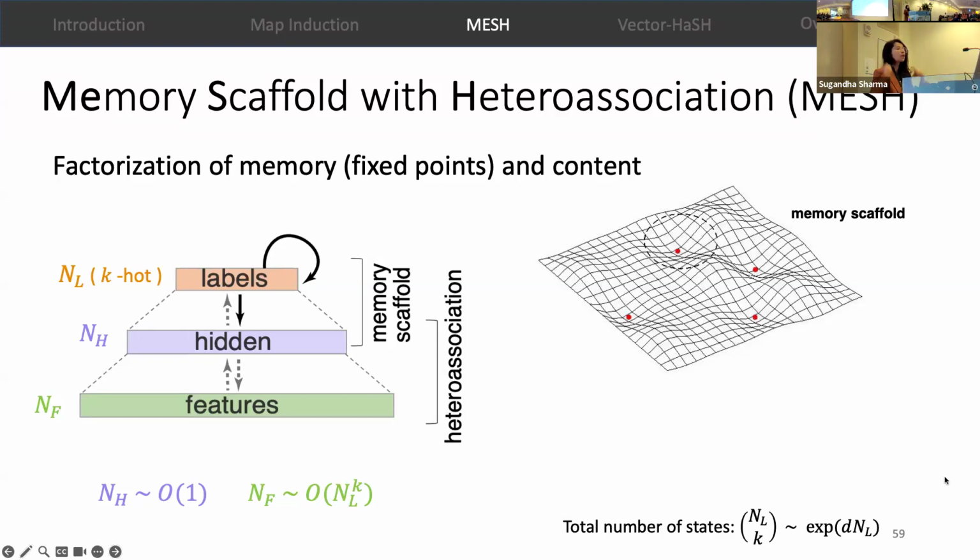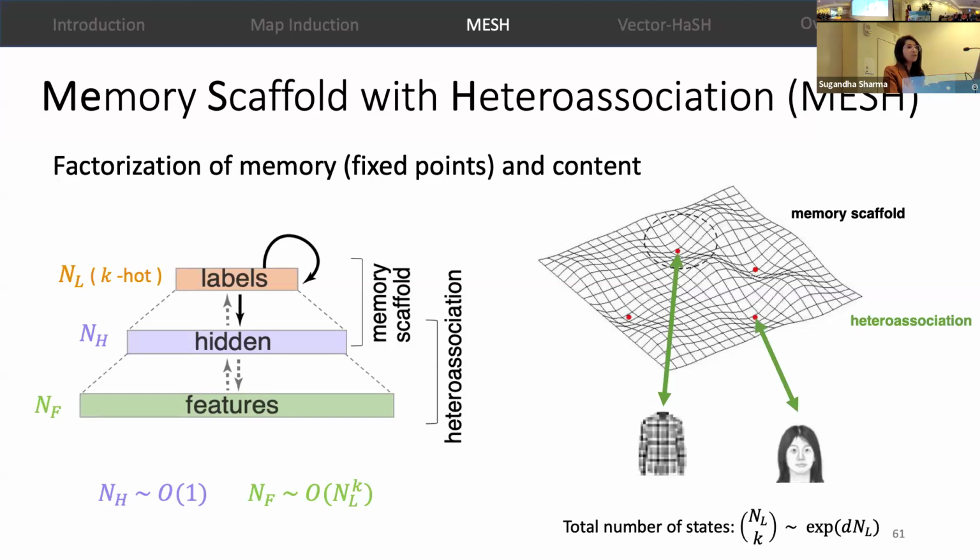Now, if we want to store content in this network, we can represent arbitrary patterns through the feature layer that is associated to the scaffold through heteroassociation. For instance, if I wanted to remember my dad's favorite shirt, I would just take that memory and tag it onto one of the predefined fixed points. If I wanted to remember someone I met at a conference, I would take that memory and tag it onto another fixed point on the scaffold, and so on and so forth.